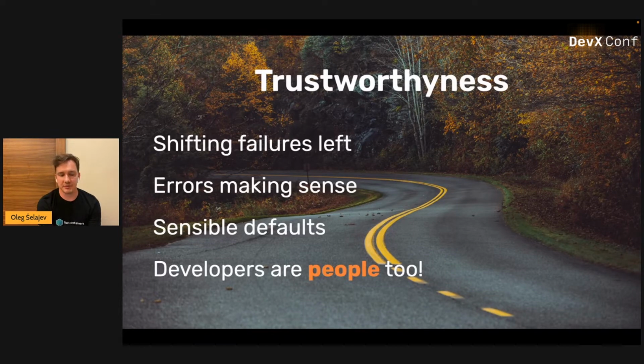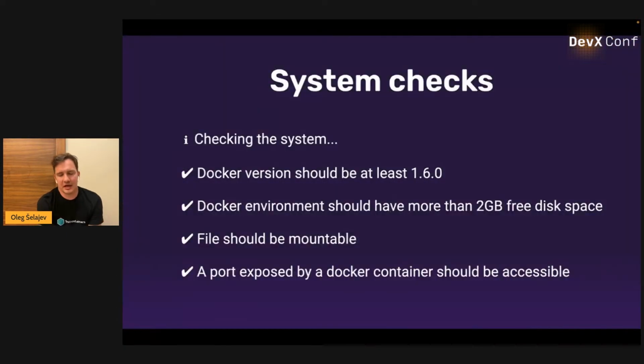We try to put the sensible defaults into the programs, and that means, for example, that when we run our tests and Testcontainers starts, it looks at the environment, it tries to find the Docker environment against which it's going to run the tests, and it does, for example, the system checks. It is a minor thing, but I think it shows the approach that the library takes. It tries to be predictable, it tries to be reliable.